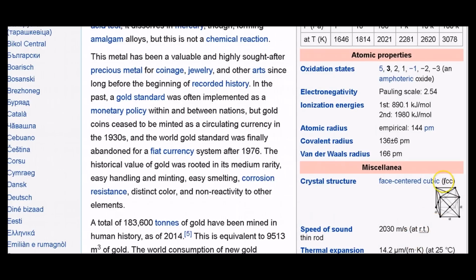I think it's important to notice the face-centered cubic crystalline structure of gold, because when we see this again, like in The Truman Show, we see this in a lot of places, then we can know what it is. It's my first time noticing this. Its atomic radius is an empirical 144. There's another Bride of Christ tie-in. Covalent radius is 136. We just saw that number.